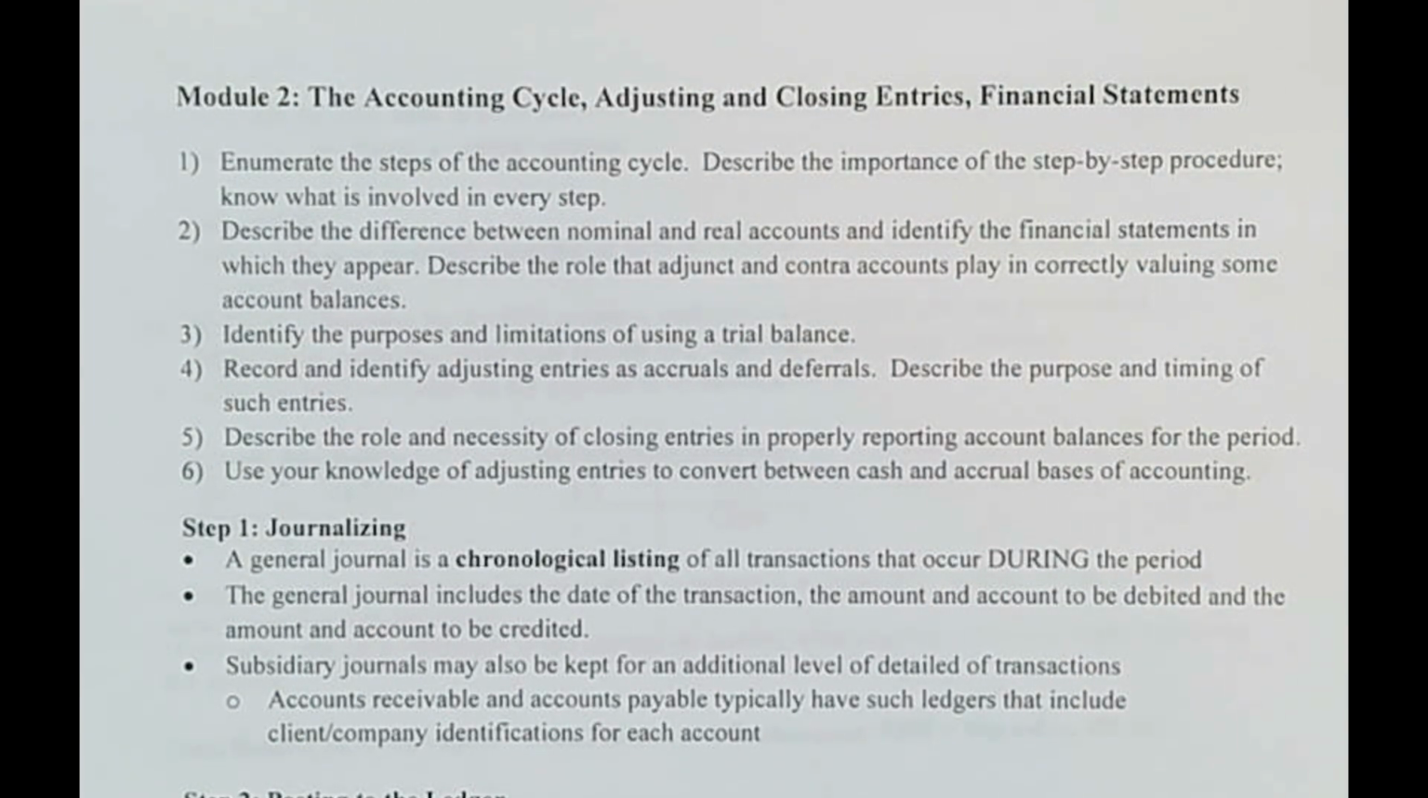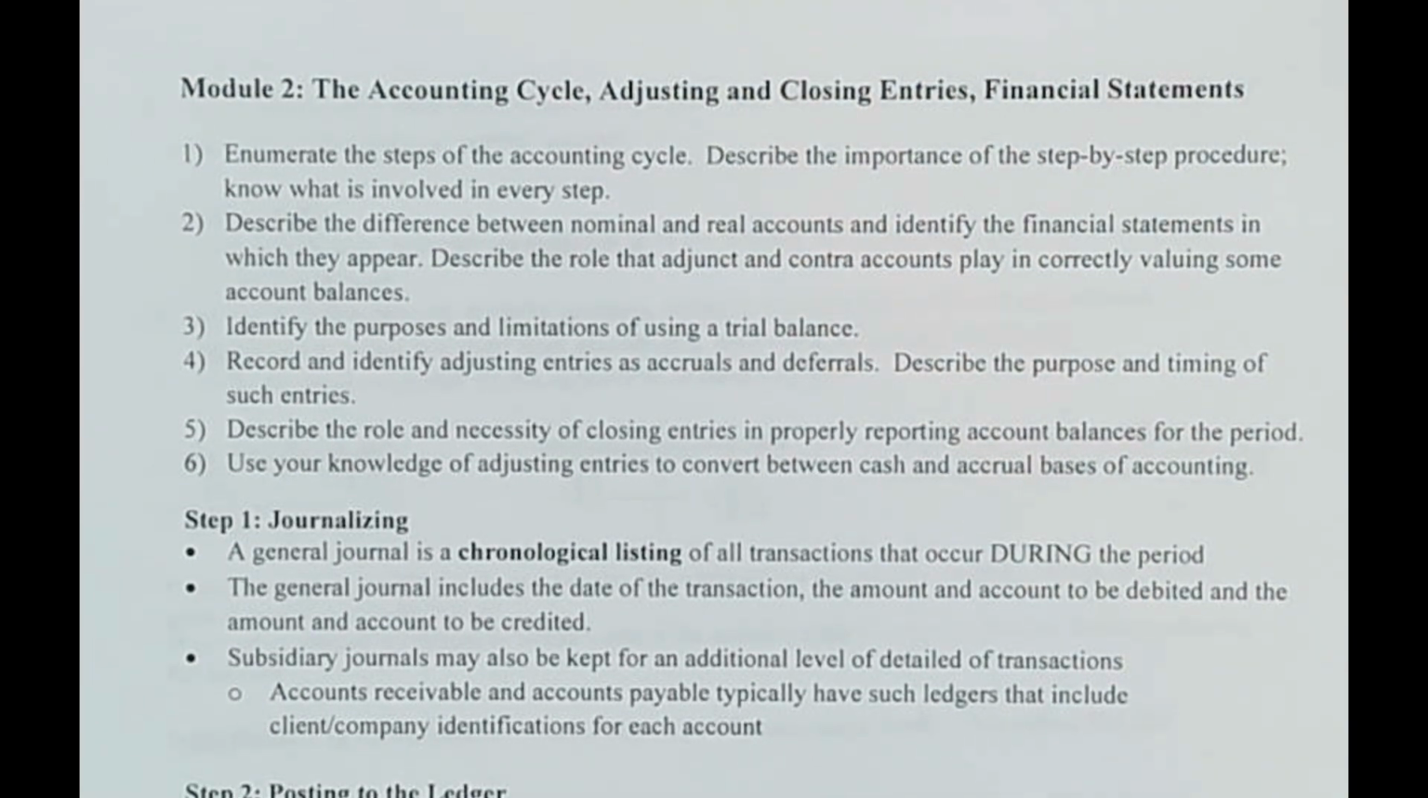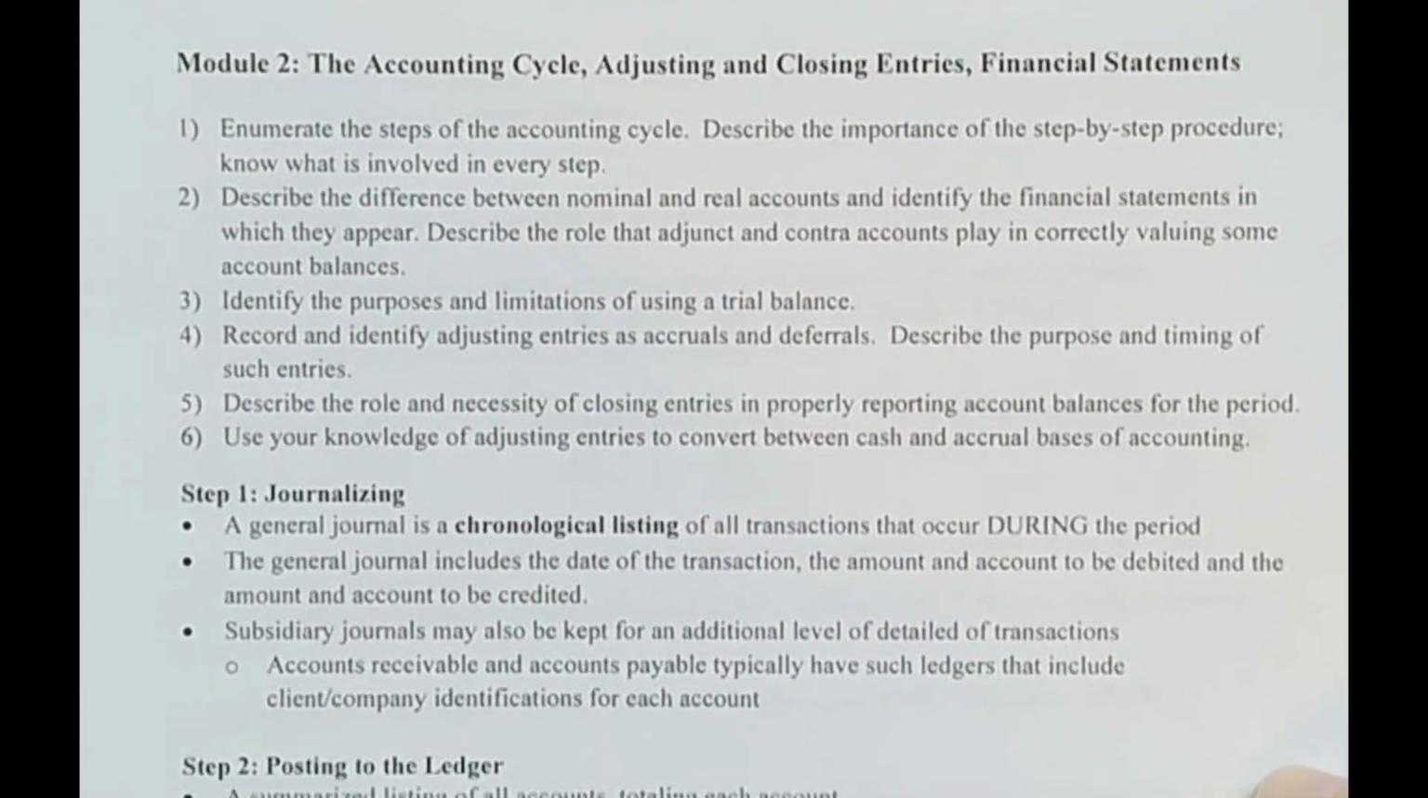Now we're going to dive into the mechanics of the process with the accounting cycle. We're going to talk about adjusting entries. We're going to talk about closing entries, financial statements. So this is the execution, but remember, you've got to know the stuff from Module 1, because without that knowledge, without that story, the execution just becomes a set of arbitrary steps.